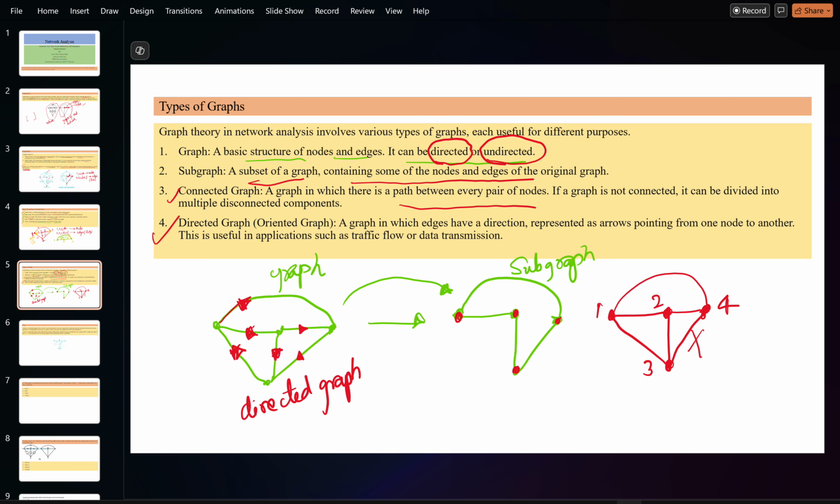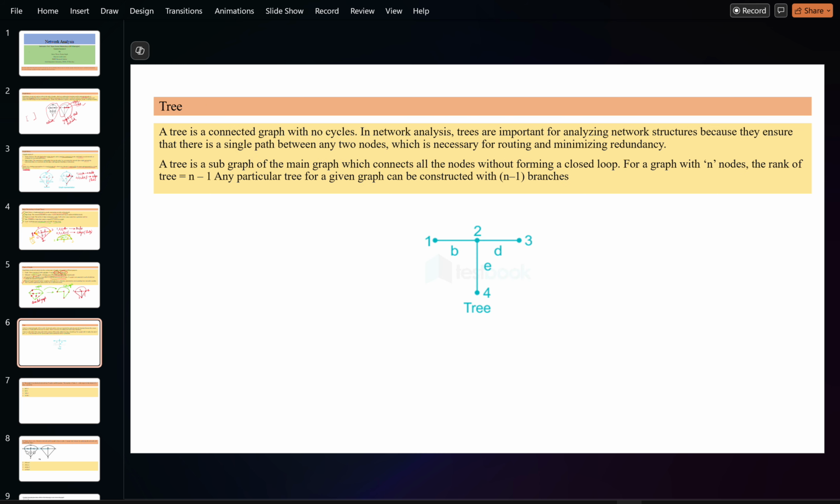Okay. Now the one most important part is the tree. So listen carefully. What is the definition of the tree? A tree is basically a connected graph with no cycles. No cycles means there will be no path which starts from a node and ends at the same node. So the most important part is that there are no cycles in a tree.